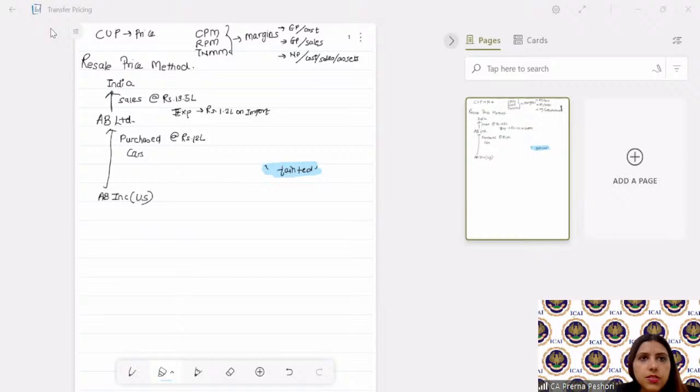Naveen, yes, correct. Yes, Yogesh, right. So which transaction is a tainted transaction here? Very quickly, not a difficult question at all.